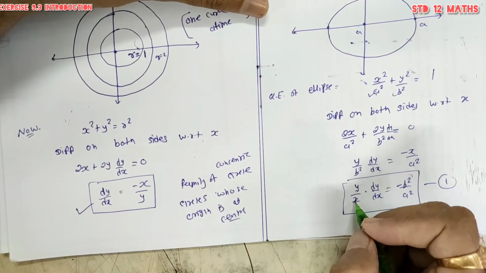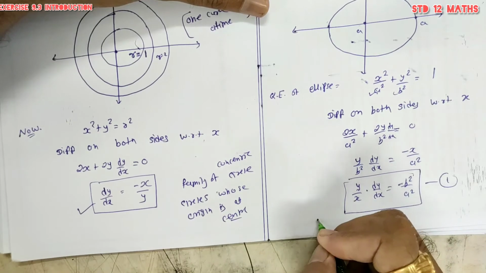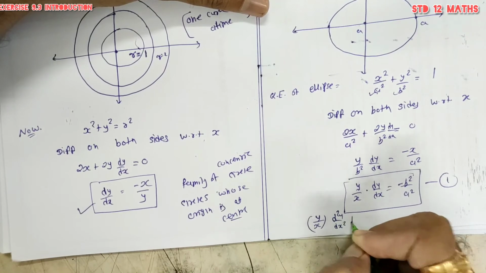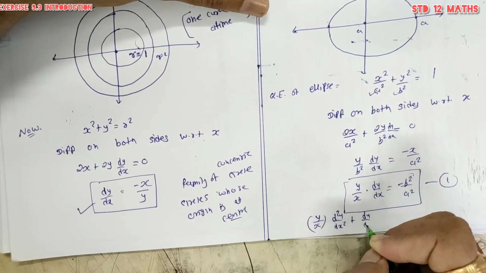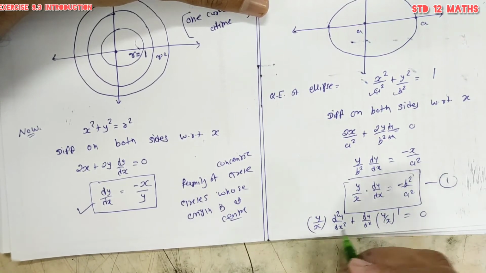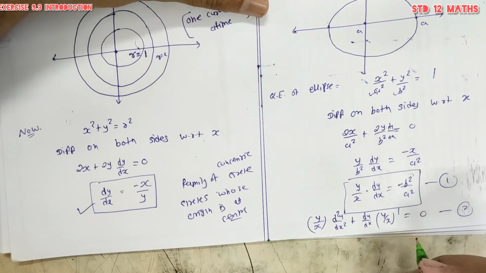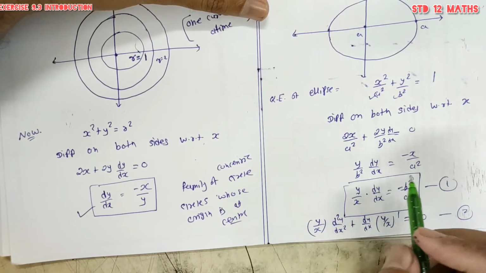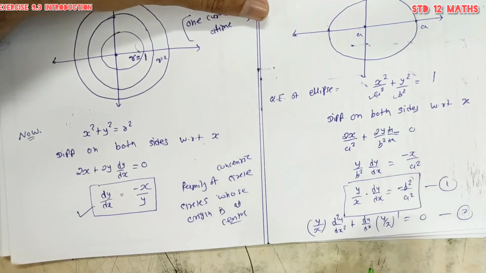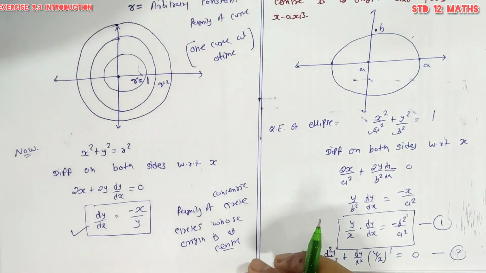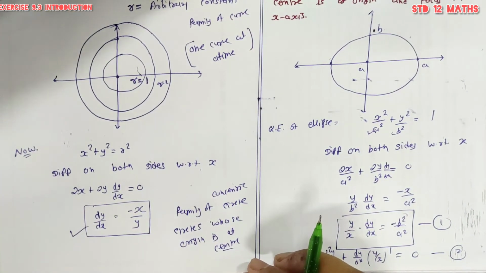Product rule: u into v, u as it is, differentiation of v, which is d square y by dx square, plus v as it is, dy by dx, differentiation of y by x, equal to 0. So this is the second order derivative, which is the differential equation of the family of ellipses whose center is at the origin and axis lies on the x-axis. Clear? The order of this differential equation is 2 because the number of arbitrary constants is 2. Done. So this is how you can derive the differential equation of any family of curves.